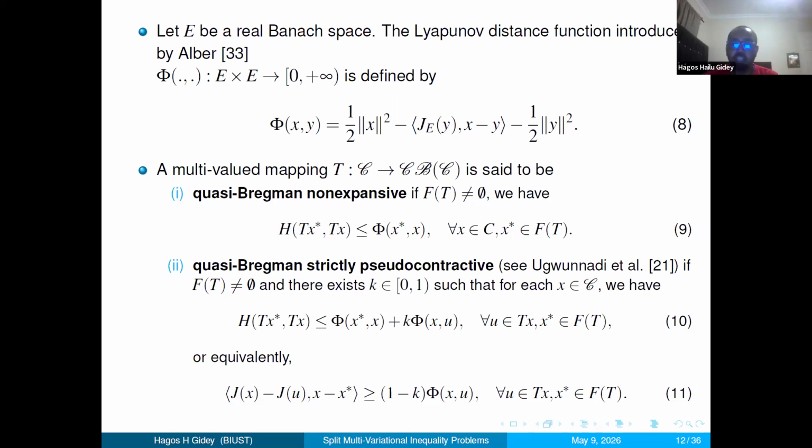But if k is 0, we call this quasi-Bregman nonexpansive, because if k is 0, it will be equivalent to equation 10. Equivalently, we can use equation 11. I can't see those equations clearly, but I think 11 and 10 are equivalent.